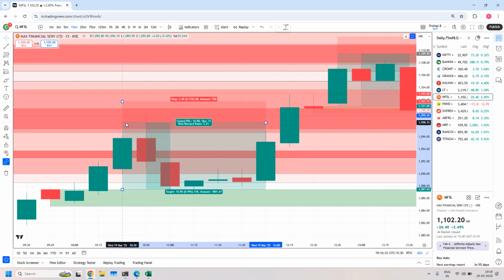If you move up, more RR you are getting. But sometimes if you move too much, you will be missing the trades. That's why don't move beyond 1 is to 3.1 or 3.2.